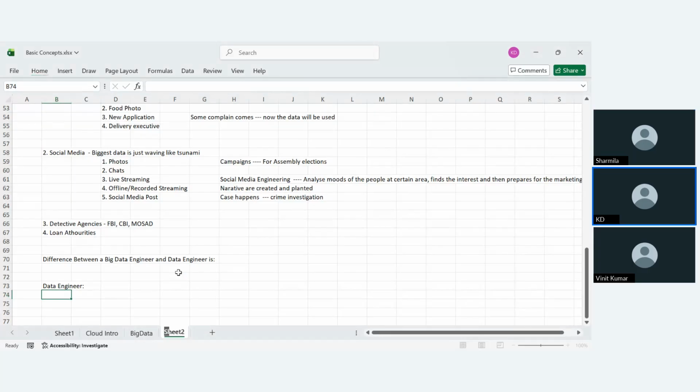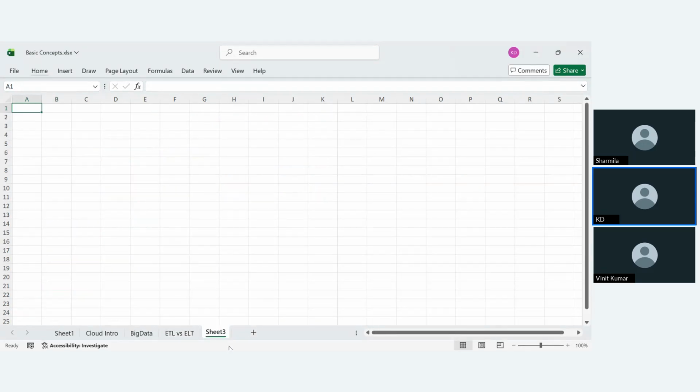Okay, so this is ETL versus ELT. Now the next part that we are going to see is Hadoop.